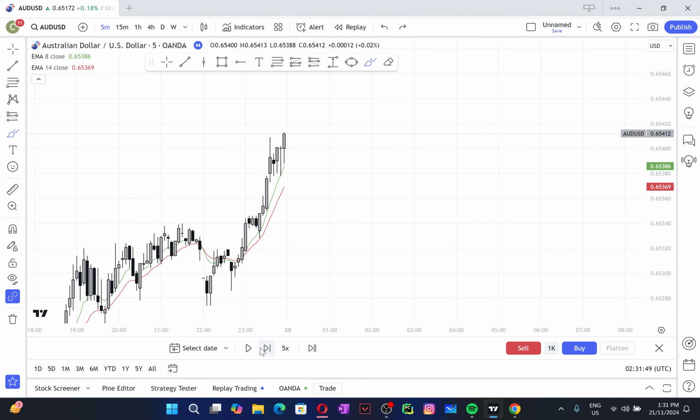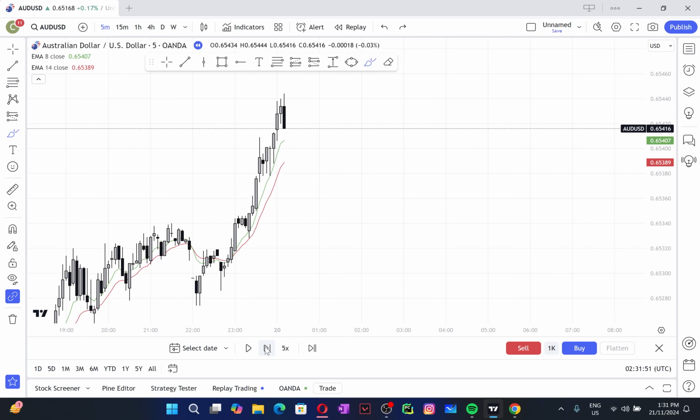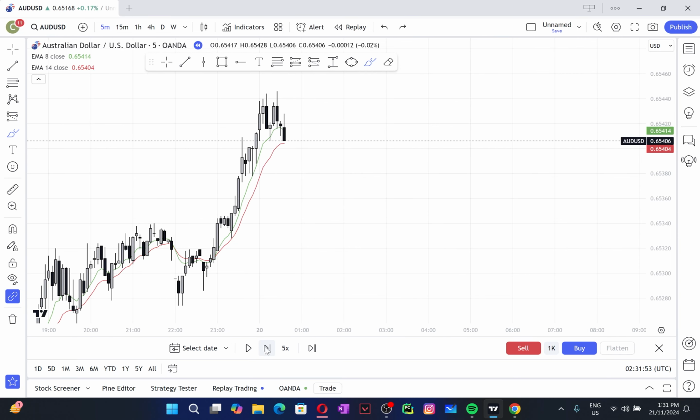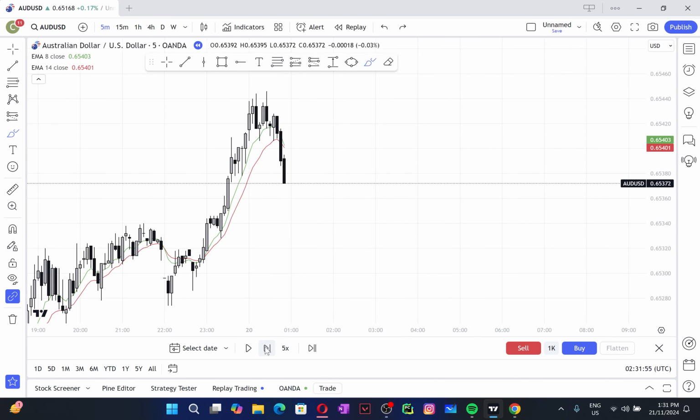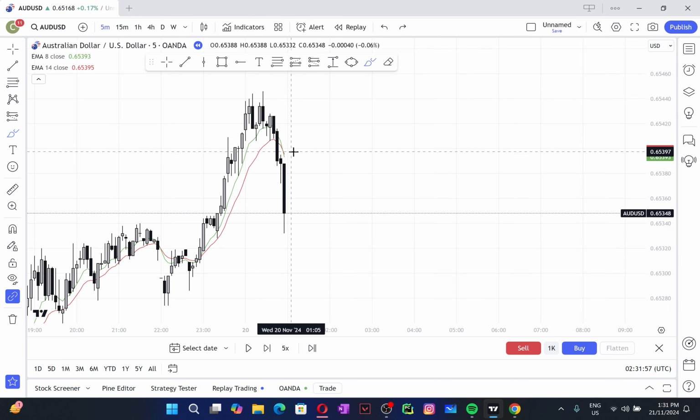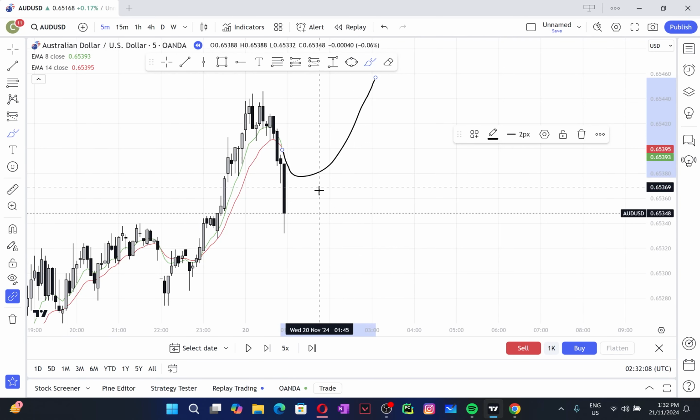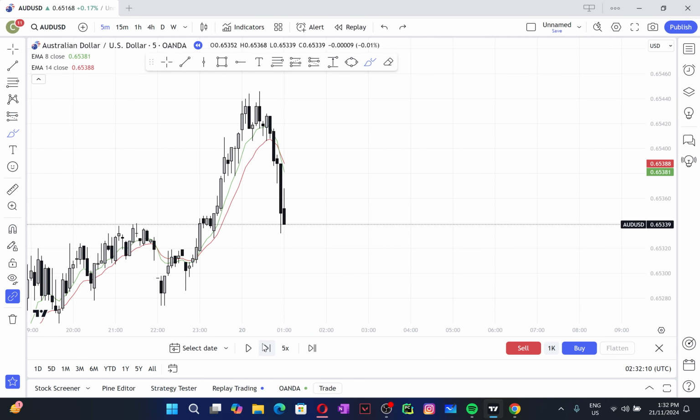I am going to go forward. So as you see, there has been an intersection around here. So again, it's going low, and now once it goes up again, I'll be taking a trade. See what's going to happen.